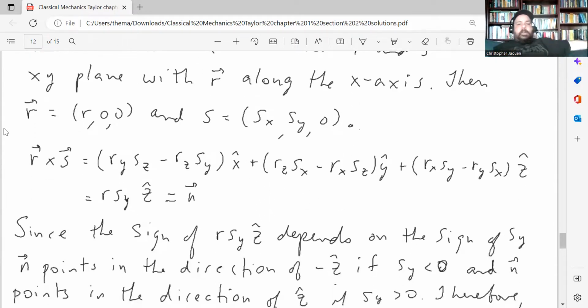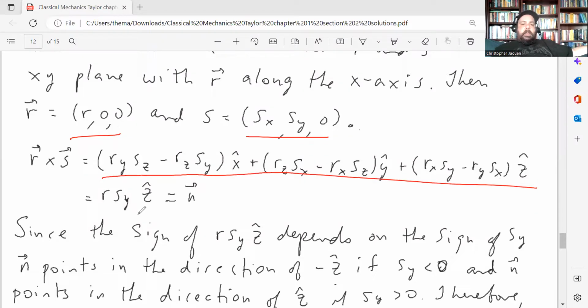All right, so if we look at R cross S, just using the definition for the cross product that he gave us in the book, we get this vector. And using the coordinates that we have here and plugging them into the formula, this simplifies considerably to just this vector here, R SY Z hat. And I'm just giving that a name so it's convenient to write down, so I don't have to keep writing R SY Z hat. I used N for this because this is the normal vector. It's perpendicular to R and S, so N for normal vector.